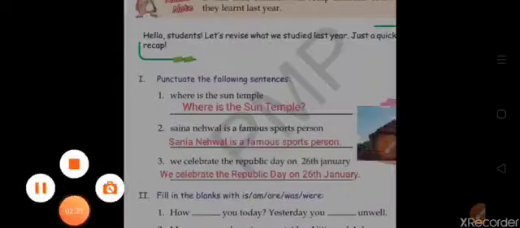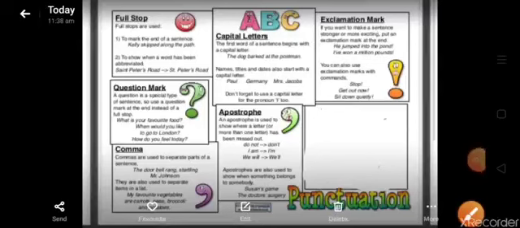Now let's revise what we have learned today. We learned today punctuation marks: full stop, question mark, comma, capital letters, apostrophe, and exclamation mark.